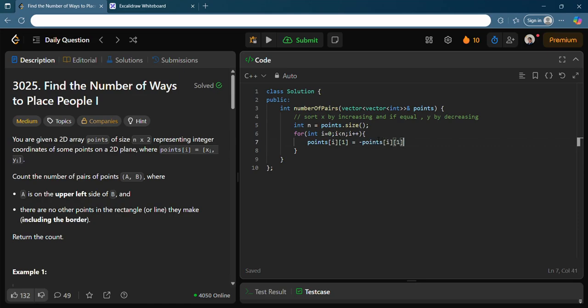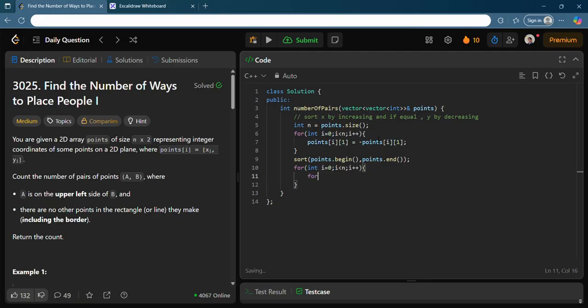Okay, so you are just negating your y coordinate and then looking for the sort function. You can just sort it, points.begin. Make sure to use the correct variable, points.begin and points.end. Okay, and now you can just do those two while loops as I told you.